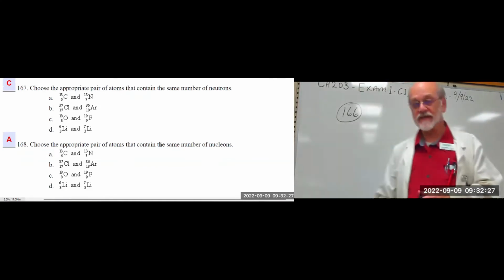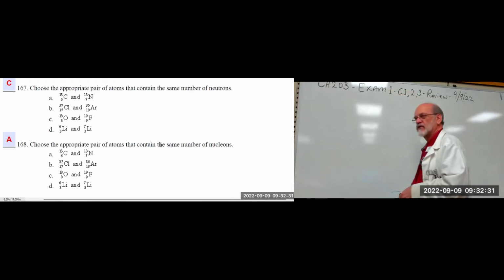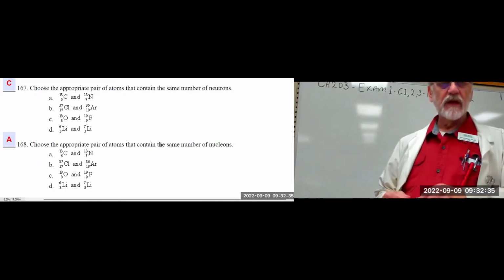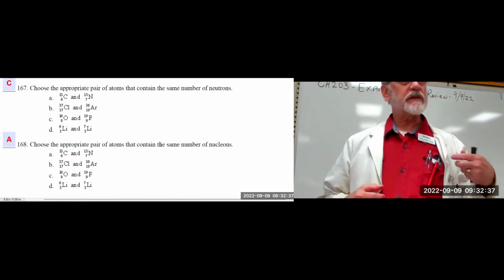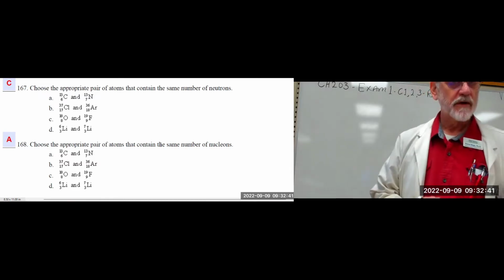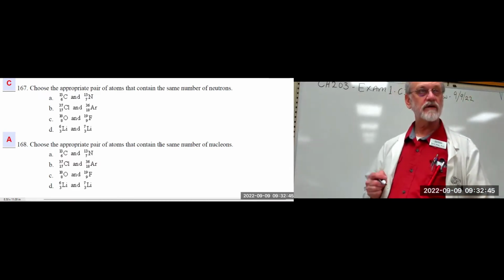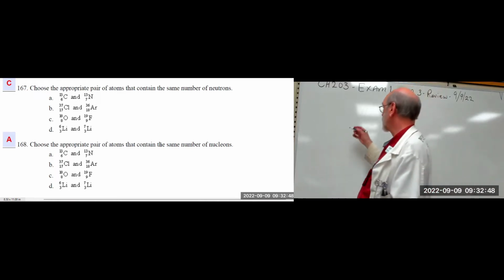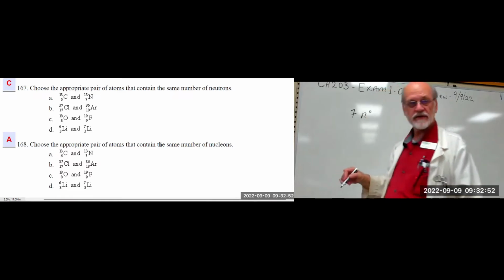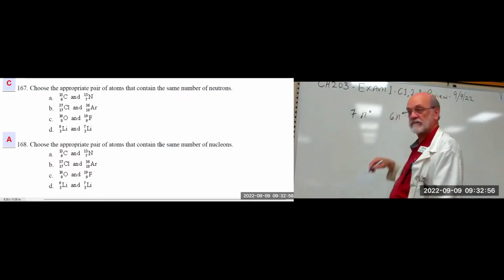Now, 167 is a little bit different. You want the same number of neutrons. So you're going to have to subtract the Z from the A and find out what that value is. So for the first one, 6 from 13 on carbon. Right? How many neutrons is that? 7. How about the other one? 6. Okay, that can't be it.